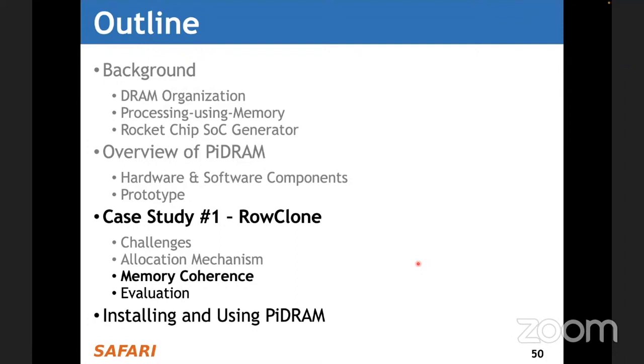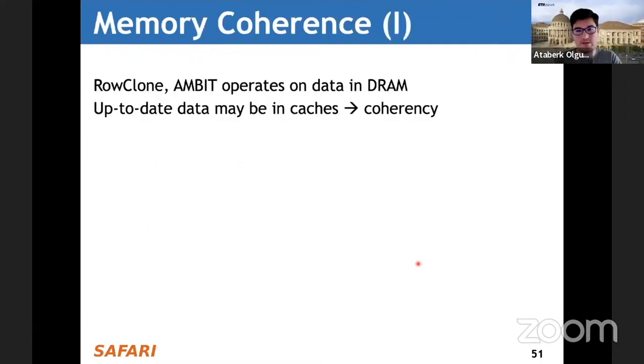So, yep, then I will move on to the next challenge, and that's memory coherence. Since we operate on data in DRAM, and all the PIM techniques have this in common, the data must be up to date on DRAM. But since we also employ caches in today's computing systems, this data might also be cached in the current programming model. And then we have to make sure that we maintain coherency.